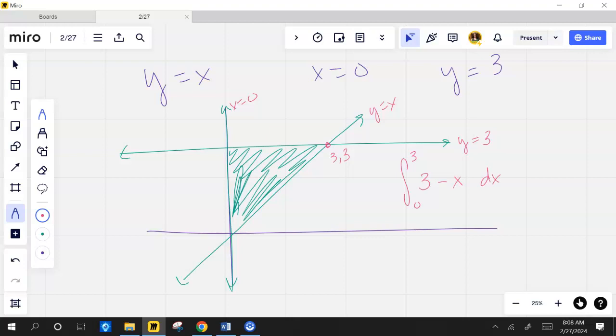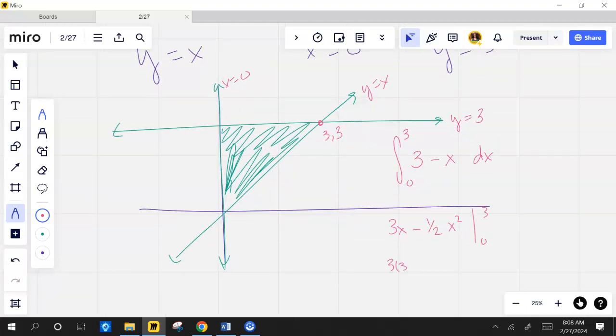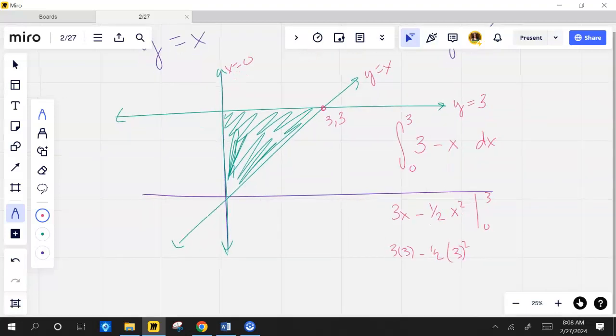So what did y'all get? 3x minus a half x squared from 0 to 3. 3 times 3 minus a half times 3 squared. 9 minus 9 over 2, which would leave me 4.5, right? So it leaves me 9 over 2.